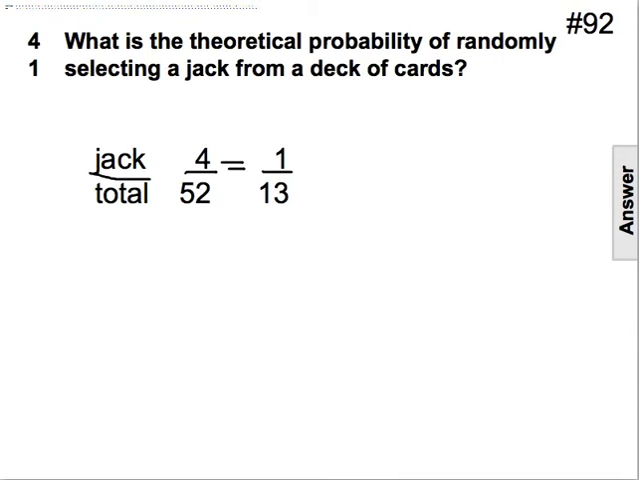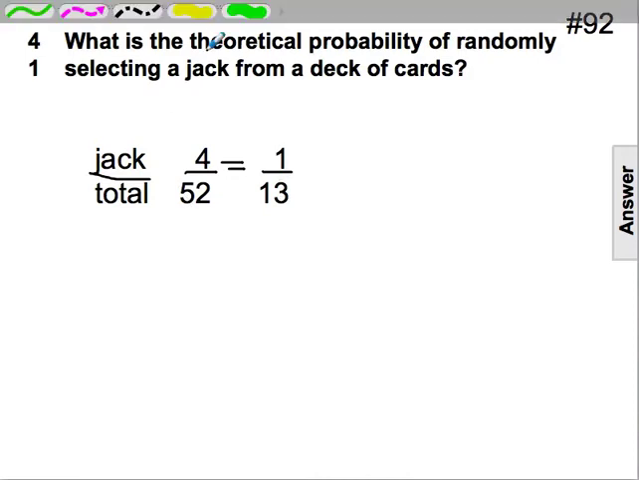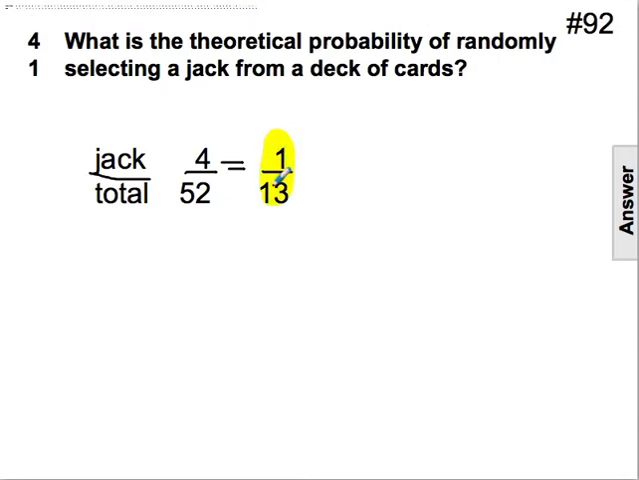This next question asks us about a deck of cards, so you need to understand how the cards work in a deck. We want the theoretical probability of selecting a jack from a deck of cards. So our favorable over total here becomes jack over total. So we want to know how many jacks we can pick from a deck of cards. Well, there are 4 jacks in a deck of cards, one of each suit. So that's 4 chances over the total number of cards, which is 52. That reduces to 1/13, which is our final answer here.